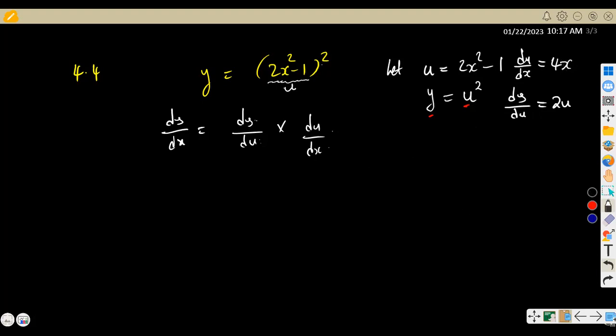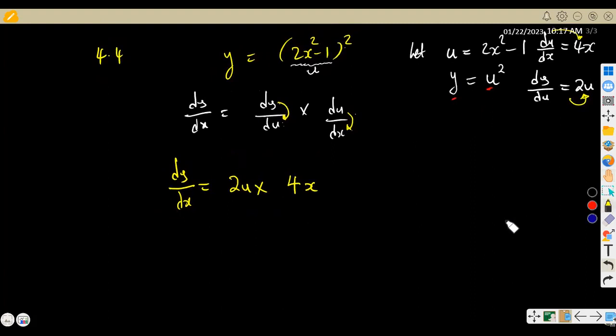So now let's substitute into the formula and see what we are going to have at the end. Therefore, dy/dx is equal to dy/du, which in this case gave us 2u, times du/dx, which gave us 4x. Okay, so that's it. We can simplify further and combine the terms. So dy/dx is equivalent to 2 times 4, which is 8xu. So you can just write it as 8xu. Then we can substitute the value of u, because this is the derivative of y with respect to x.